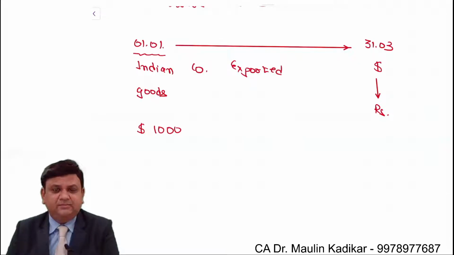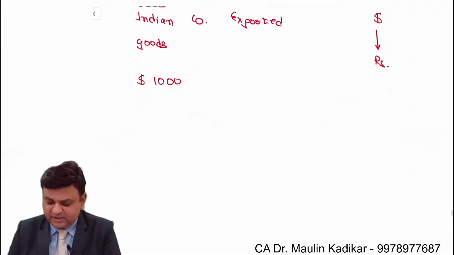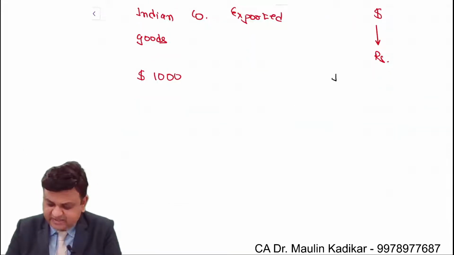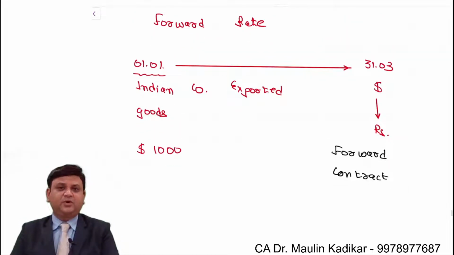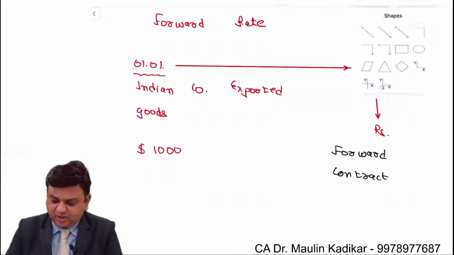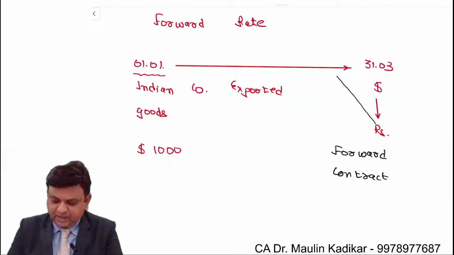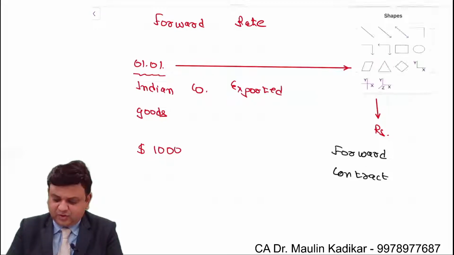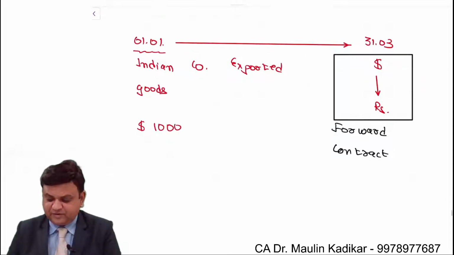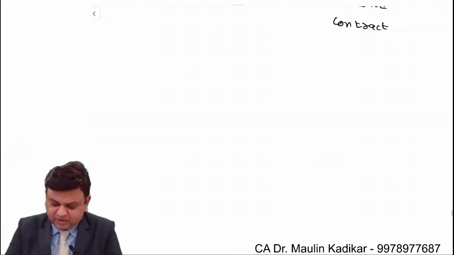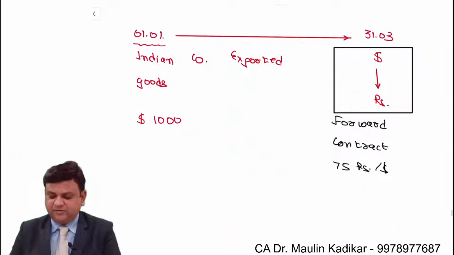So we understand that there is a contract available in the market which is given the technical name of a forward contract. A forward contract is a contract you can enter into for the purpose of converting the dollar into rupees. It will give you a fixed rate at which you can convert dollars into rupees. Let us say the forward exchange rate is 75 rupees per dollar. That is the fixed rate at which you will get the conversion.